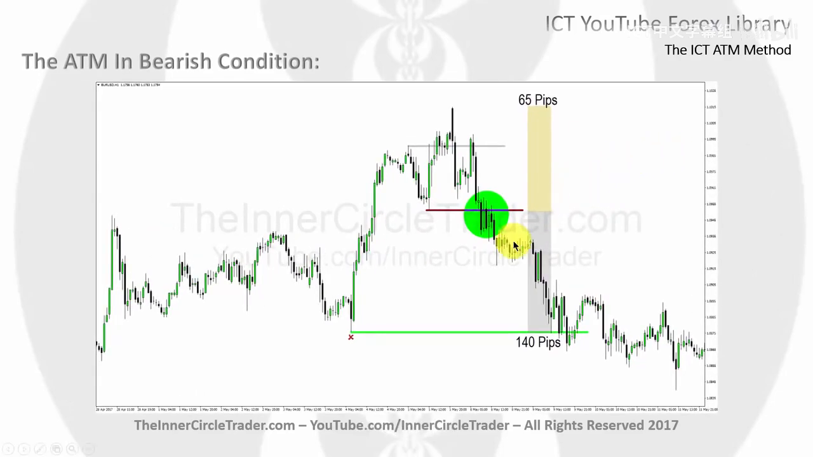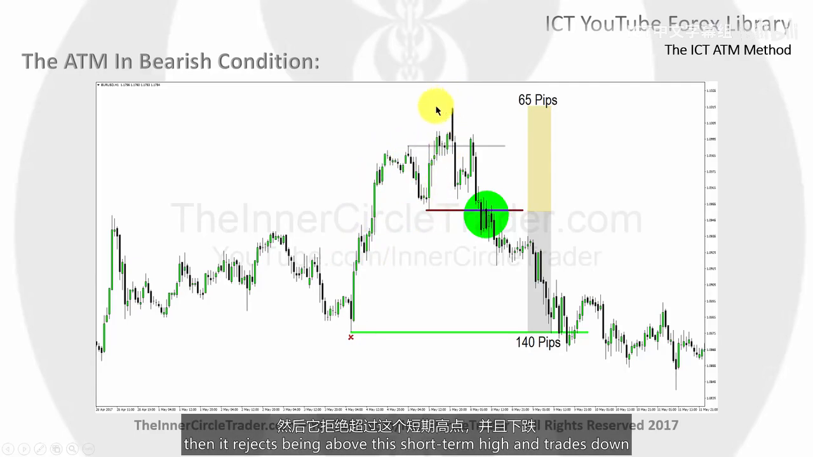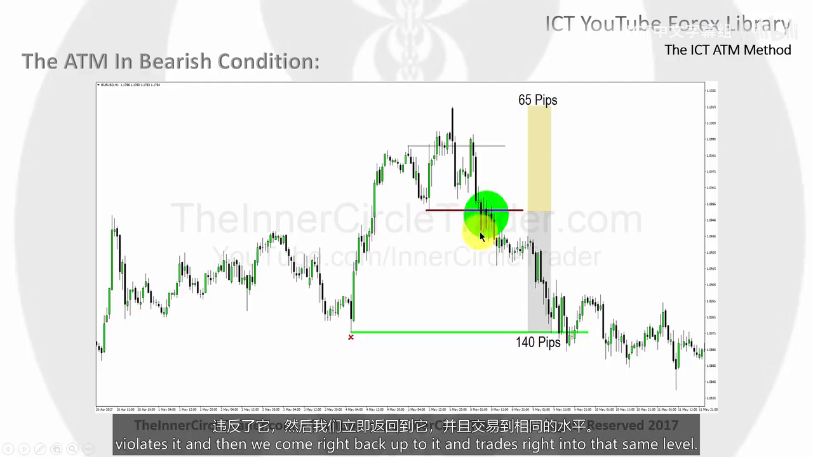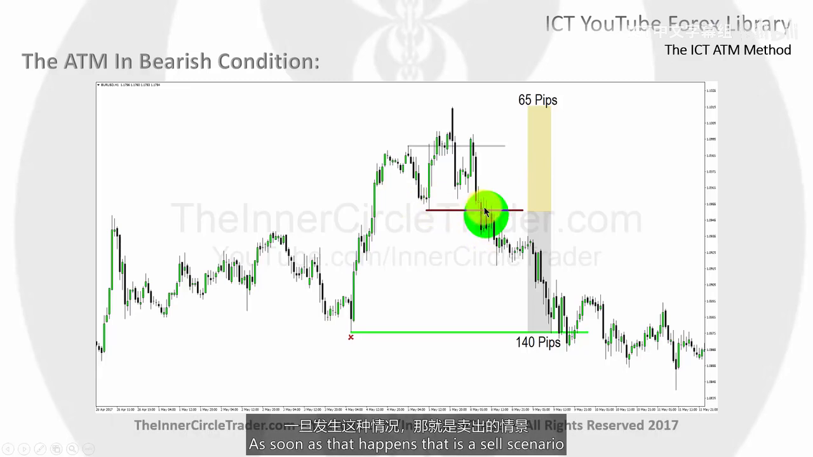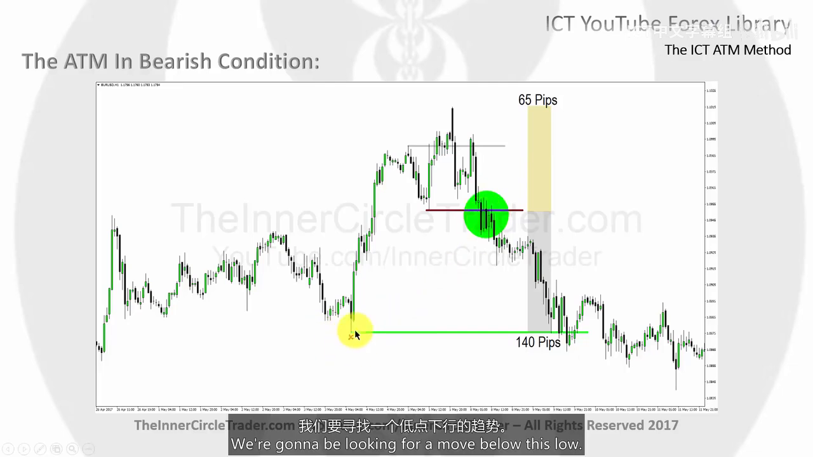Okay, we can see price creating a short-term high here. Price runs through it. We have another short-term high here. Price runs through that, and then it rejects being above this short-term high and trades down below this low, and price comes back up and retraces to it. Okay, so this candle here violates it, and then we come right back up to it and trade right into that same level. As soon as that happens, that is a sell scenario, or a shorting opportunity. We're going to be looking for a move below this low.